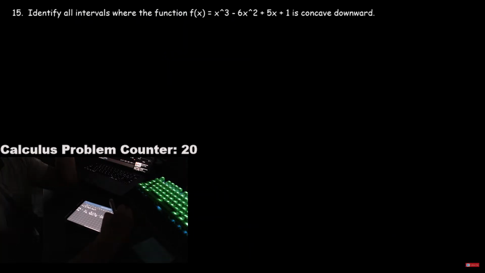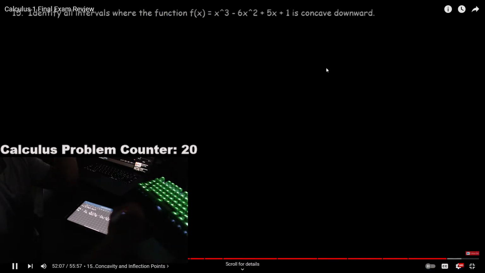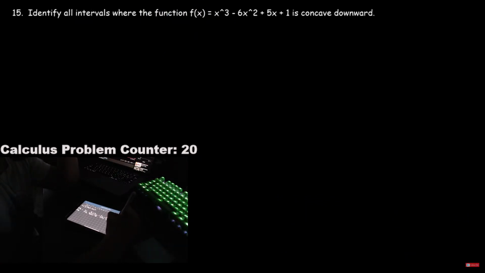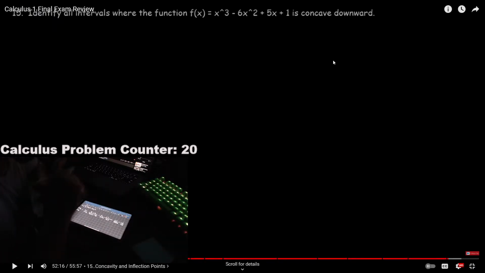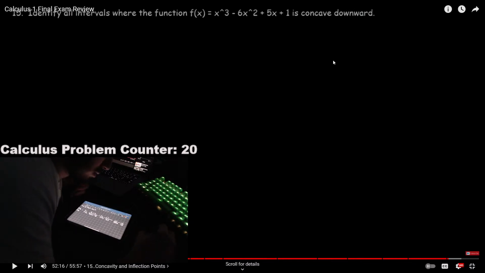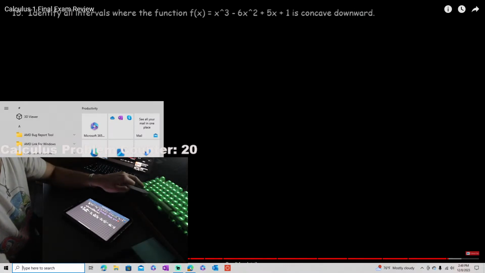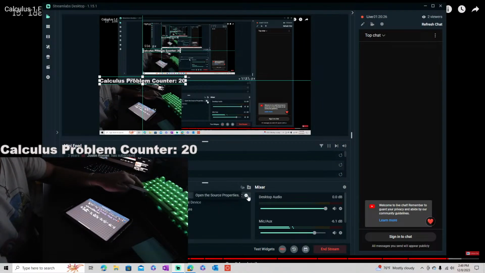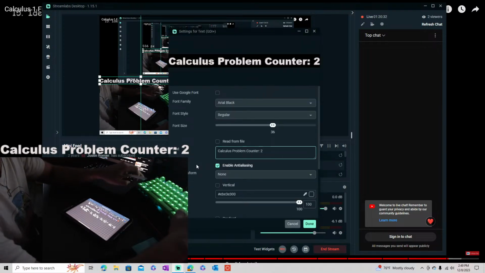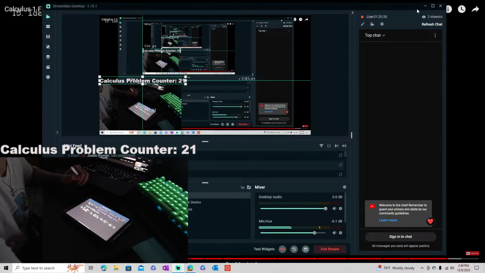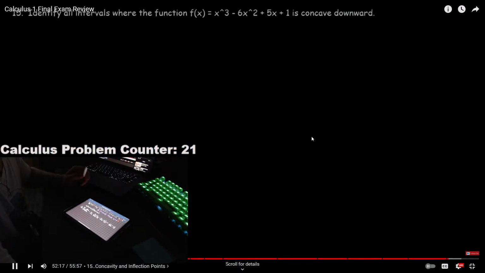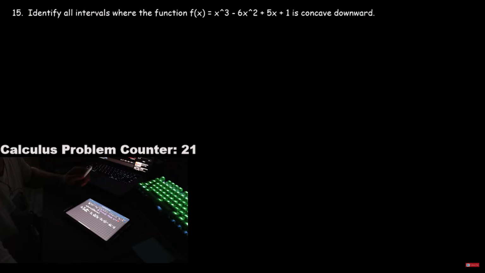Answer choice D. Number 15. Identify all intervals where the function f of x is concave downward. Now before we attempt this problem, let's write down some notes. Let's summarize what we need to know.